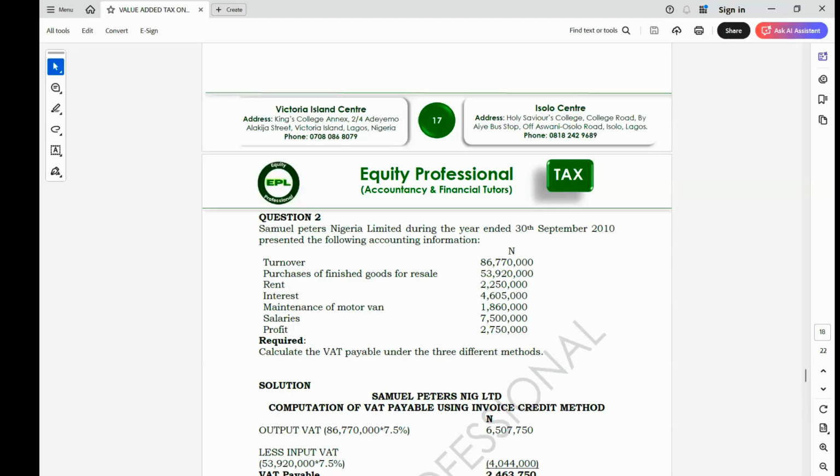Then we have profit. What is profit? That is the income generated by the company. Before you can generate profit, you must have made sales. You have already charged value added tax on the sales you are selling, and that is what gave you the profit. So there is no value added tax on the profit.